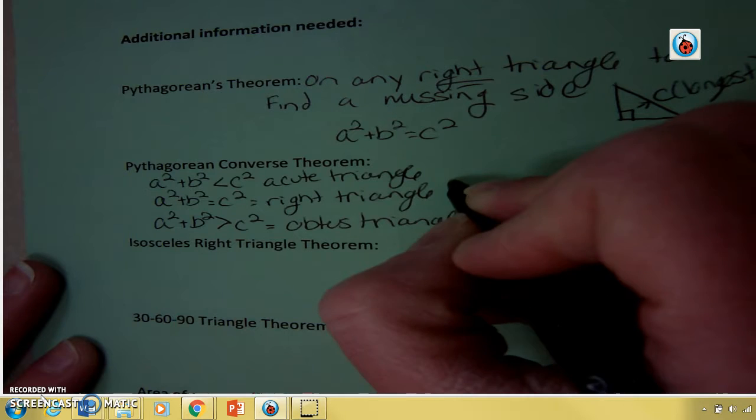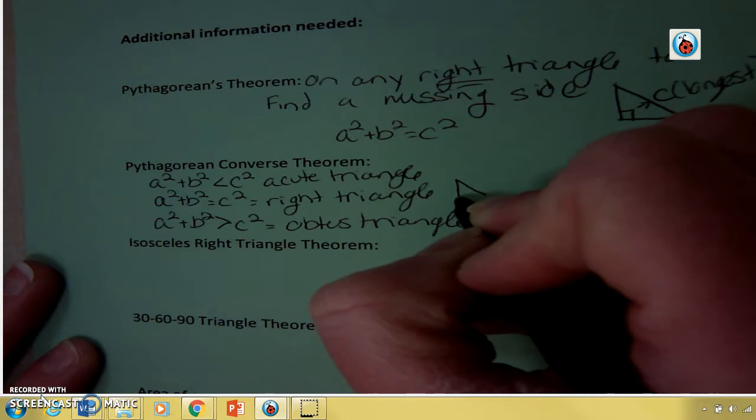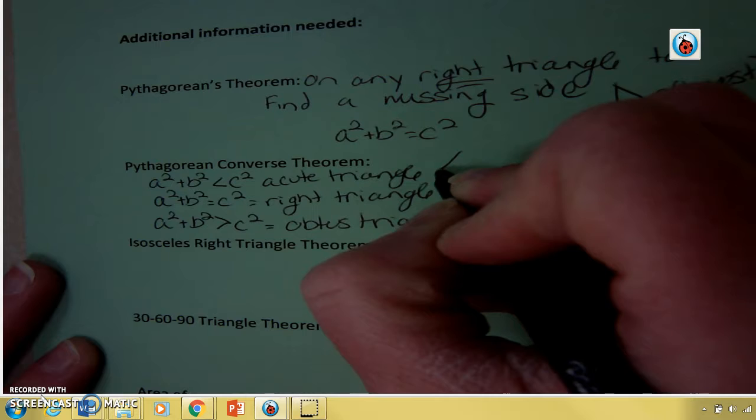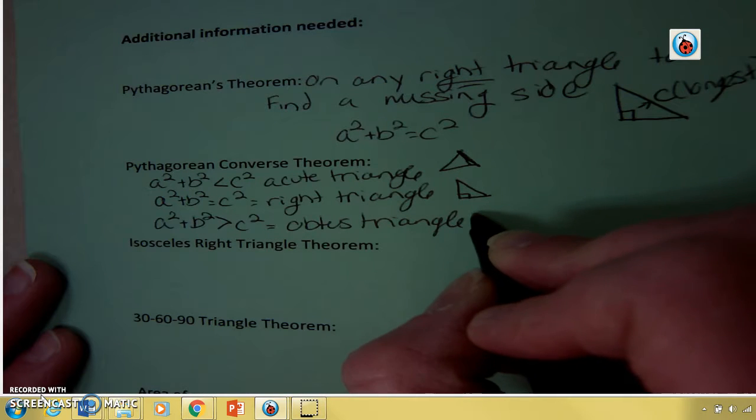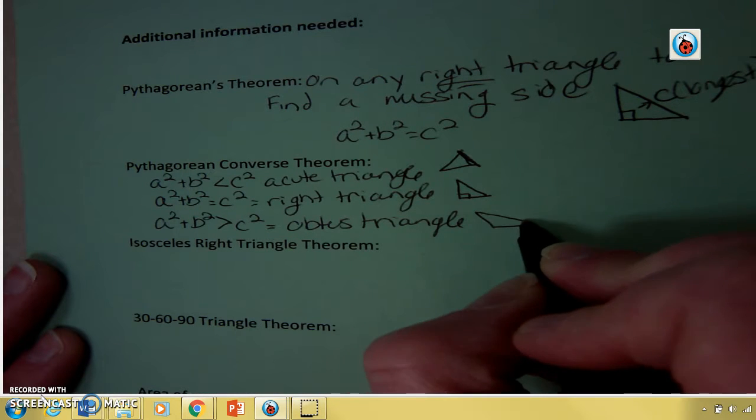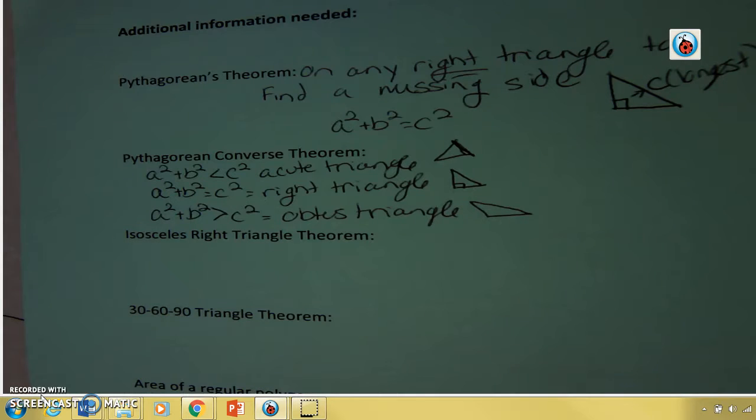So this just would tell us, okay, here's our right triangle. This one would look more kind of like that. Pretend that was not a 90 degree angle. And then we'd have our obtuse. C is always the longest side too, so that's how we know what we plug in.